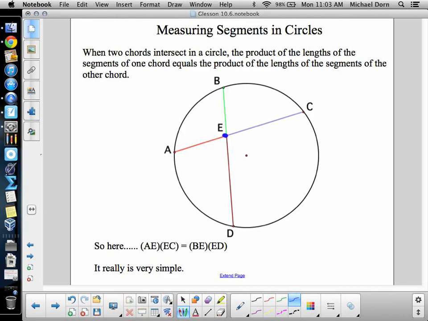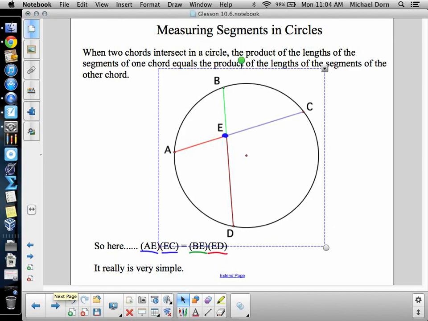So when we have two chords intersecting inside a circle like this, the equation we get is the length of AE times EC equals BE times ED. We multiply this times this equals this segment times that segment. That's our basic premise today, always starting at the point of intersection.